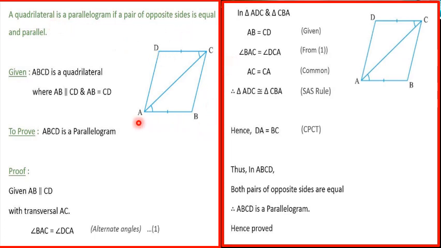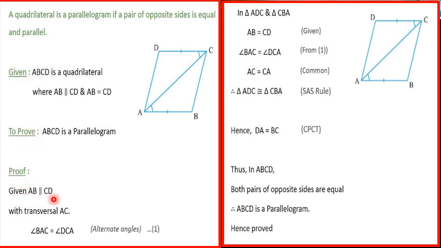If ABCD is a quadrilateral in which DC is equal to AB and DC is parallel to AB, then this quadrilateral is a parallelogram. Let us check how it is a parallelogram. So according to the statement, ABCD is a quadrilateral in which AB is parallel to CD and AB is equal to CD. This is the information we have about one pair of opposite sides. Let us see how it is going to be a parallelogram. ABCD is a parallelogram, you have to prove. That is what is written here as to prove. Now we shall move on to the proof.